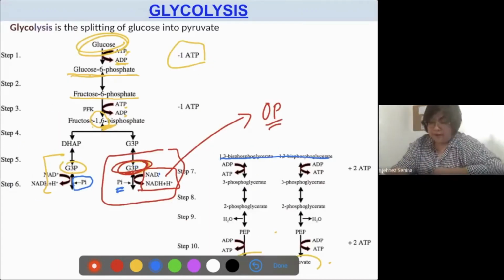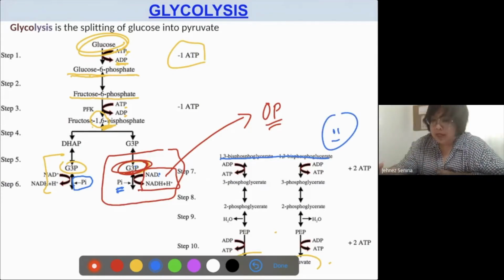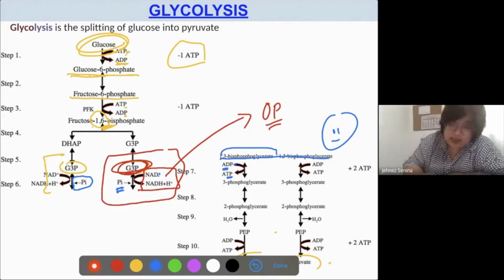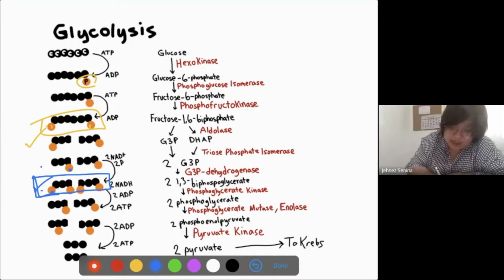Now, this is an important part. This is where we produce ATP in glycolysis. Glycolysis is going to produce 2 ATP, net ATP. So ADP will be converted into ATP. Where did the phosphate come from? From here. Look, this to this. I'm removing that phosphate. Where did I put it? To ADP, to form ATP.